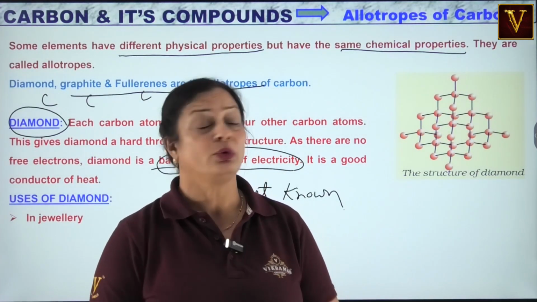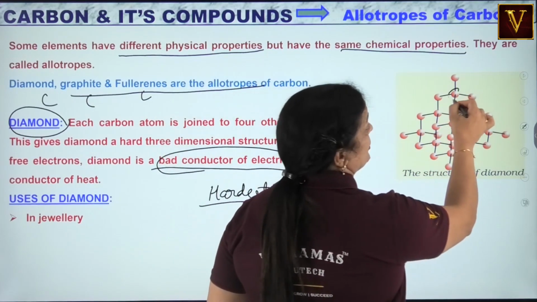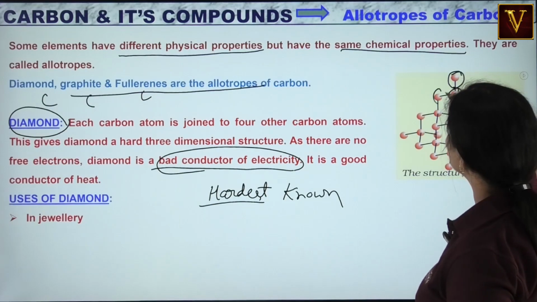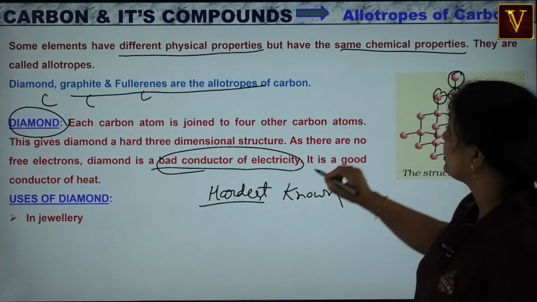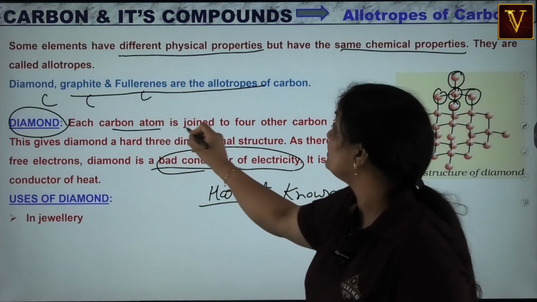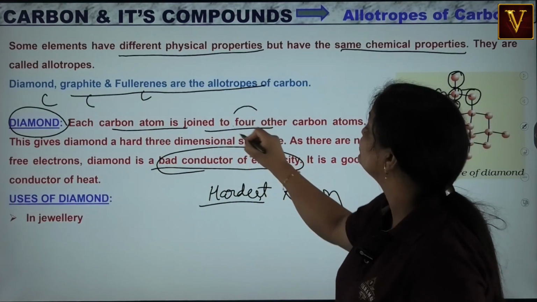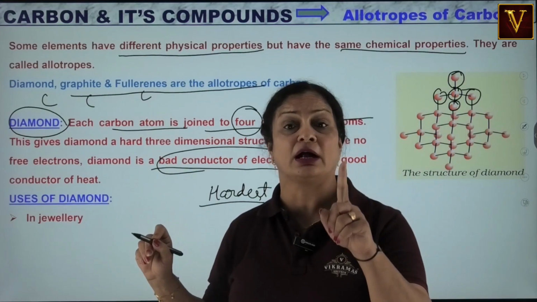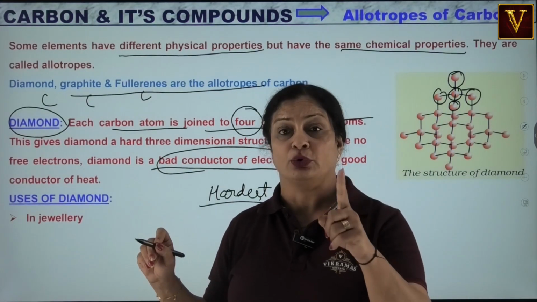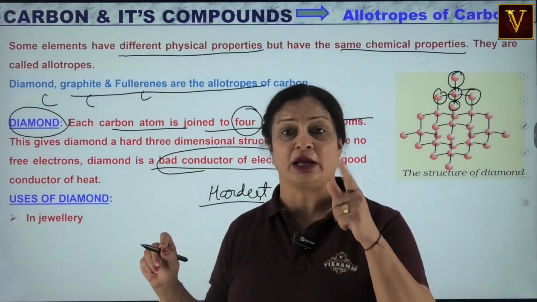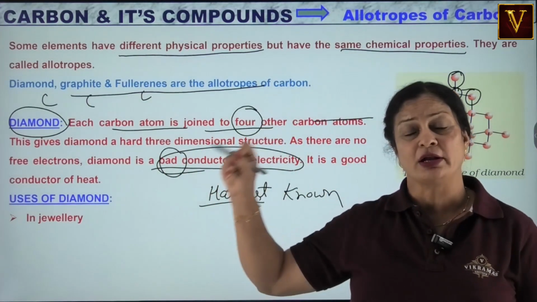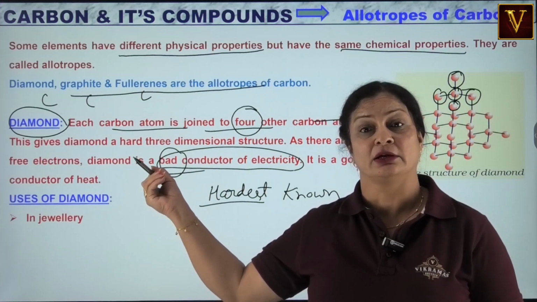Yes, student, we know in carbon, one carbon atom is attached with 1, 2, 3, 4. One carbon atom is joined to 4 other carbon atoms. There is no single electron free. So, due to the absence of free electron, they are poor conductor of electricity. They are not capable to conduct electricity.